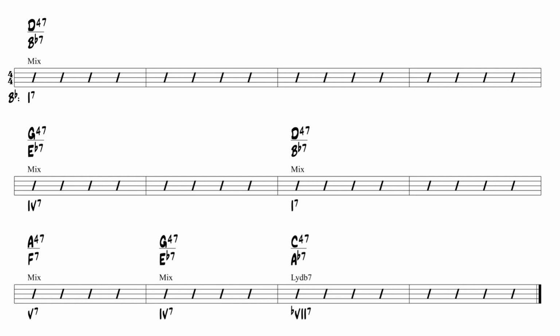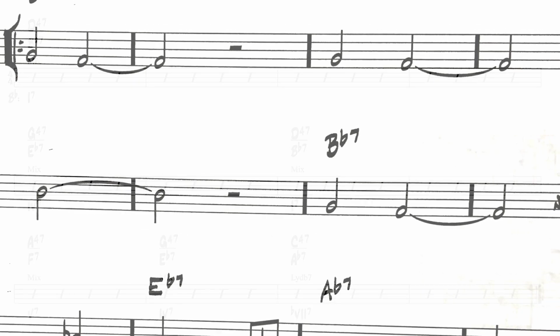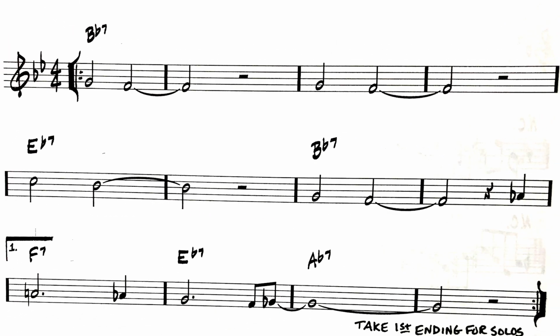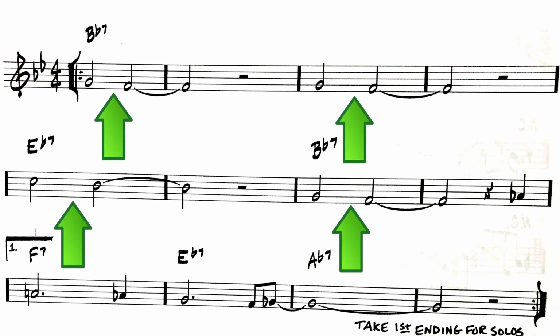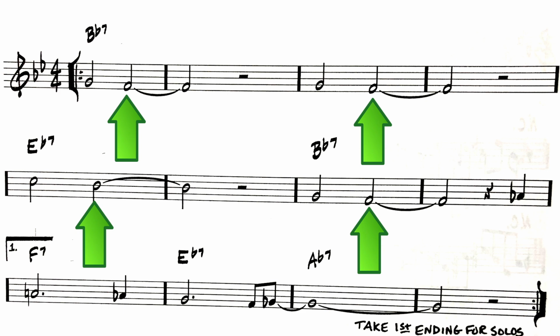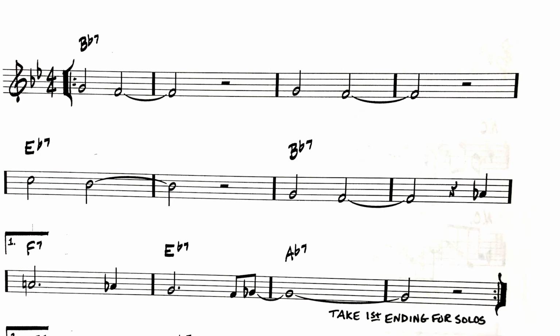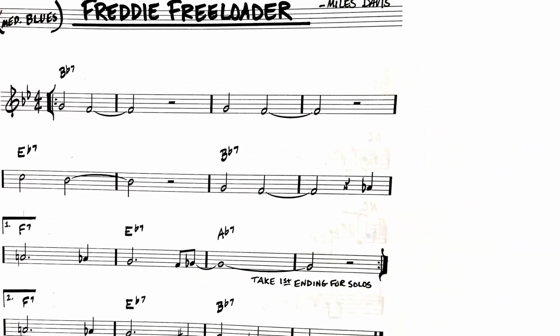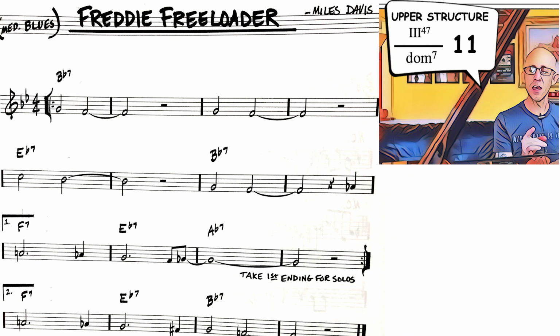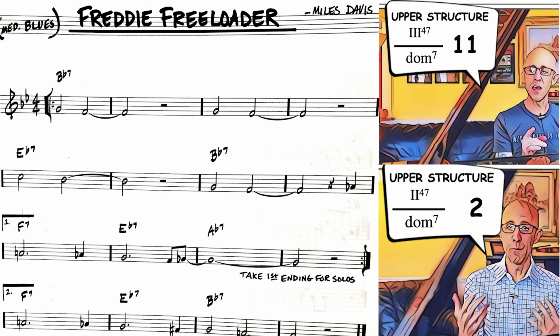There's a really cool combination of upper structures that we can use in this particular song. Notice how the melody moves down from the 6th to the 5th degree in the first 8 bars. So, if we combine today's upper structure, the 3-4-7 over dominant 7, with episode 2's upper structure, the 2-4-7 over dominant 7, we will be harmonizing the melody with upper structures.